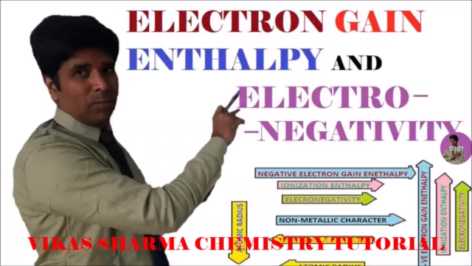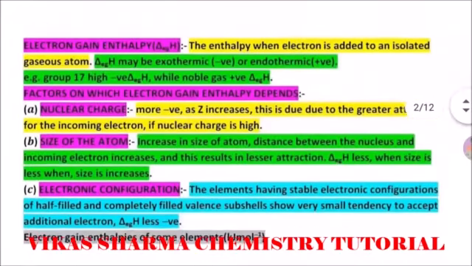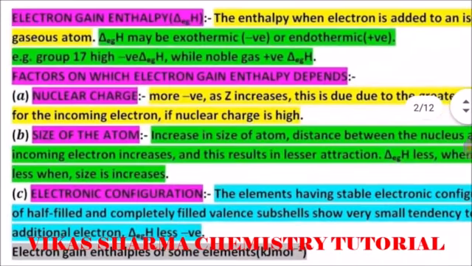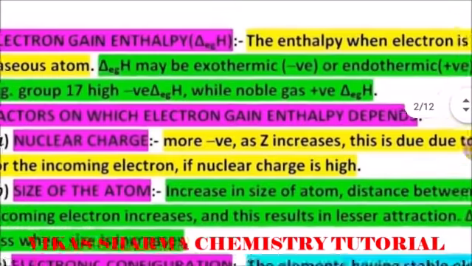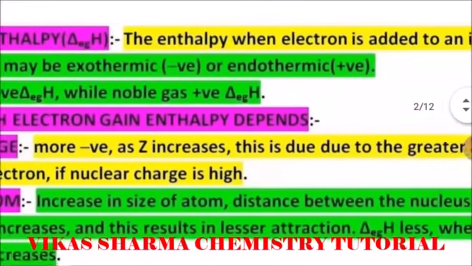Student, good morning. Today's topics are electron gain enthalpy and electronegativity. So let me start the topic. First, we discuss what electron gain enthalpy is. Its symbolic designation is ΔegH. Eg means electron gain and H belongs to enthalpy.